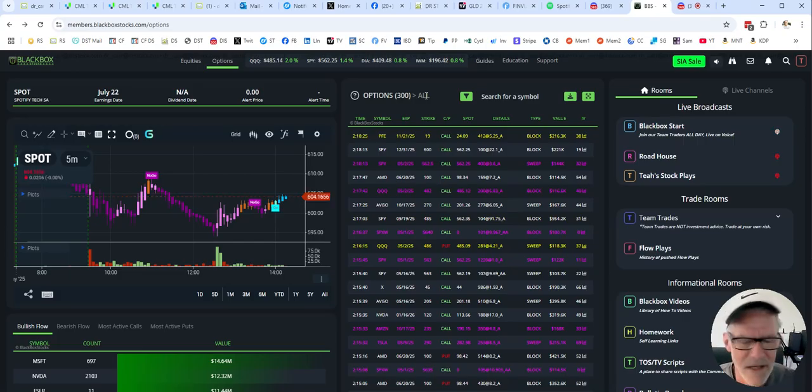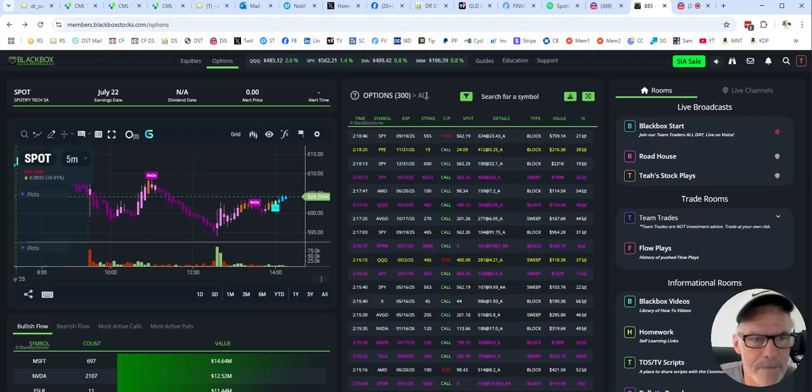Now, you're going to get all kinds of signals on Amazon and Microsoft and Apple and Nvidia, right? Every day, everybody's trading those in big size. But when you start to see ticker symbols that don't show up that often, it's important to pay attention to that. So what I like to do is go to the filter here.